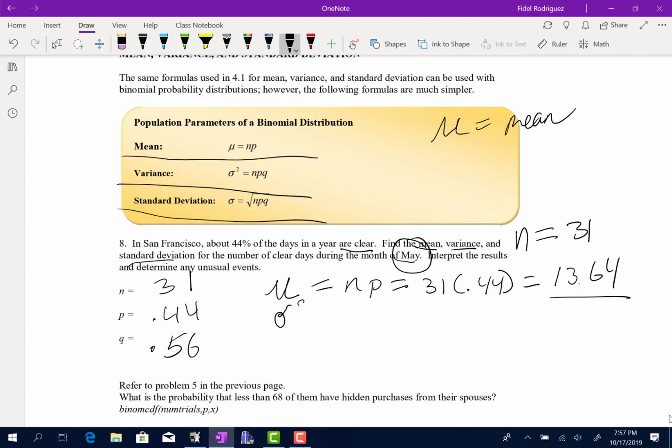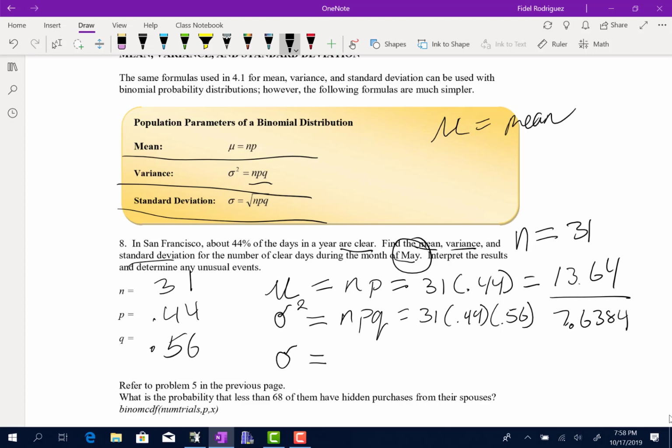Now, let's find our variance. So guys, look, the variance is sigma squared, right? But look at the formula. What numbers am I going to multiply? All of them, right? n, p, and q. So I'm going to take 31 times 0.44 times 0.56. And are you coming up with 7.6384?